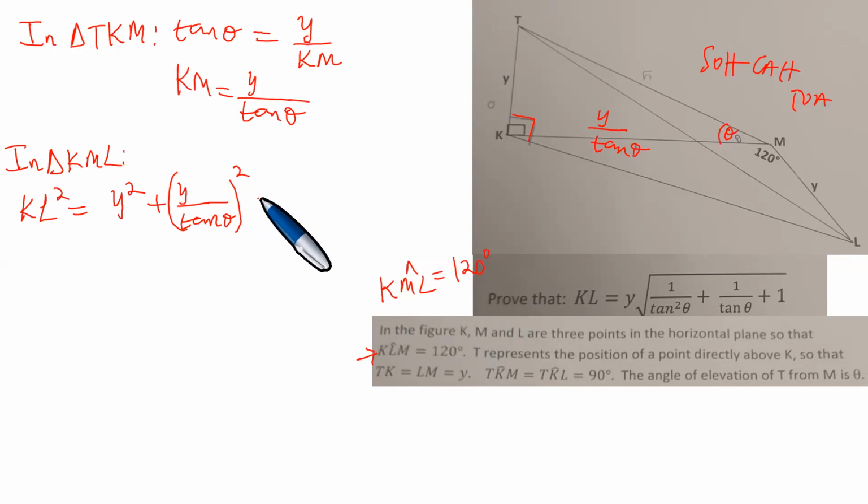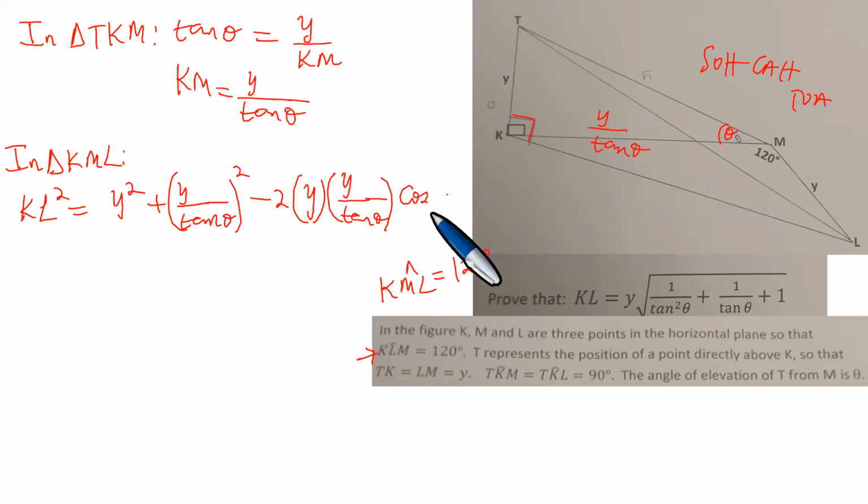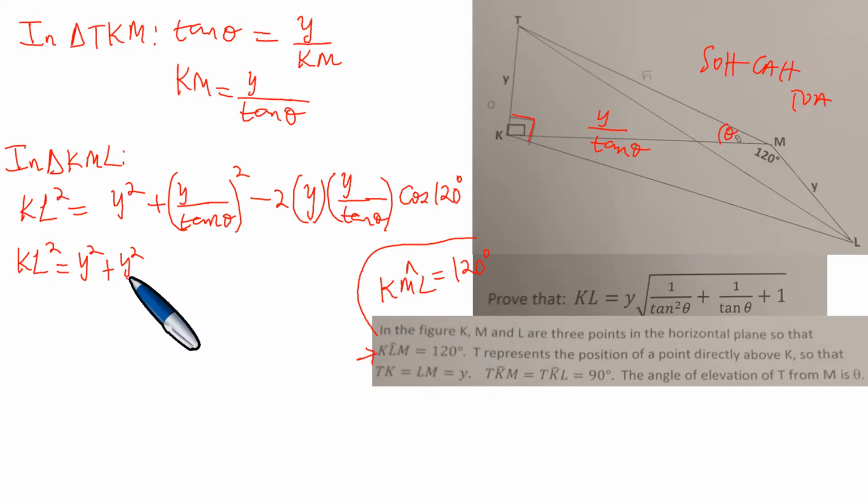squared, minus 2, in view of the cosine rule, you multiply the Y here and then you multiply this and that, the Y, the tan of theta. And then you have the cosine of the angle included, 120 degrees. Okay, so we have exactly that one. In which case, therefore, we have KL squared. What is KL squared? It's exactly Y squared plus Y squared divided by the tangent squared of theta.